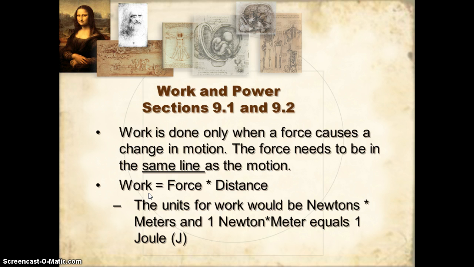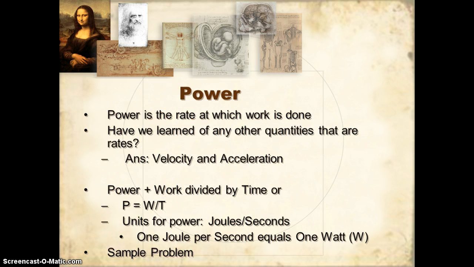The equation for work is force times distance, with the units of newtons, that's the units for force, and meters, the units for distance. 1 newton meter equals 1 joule, which is the official unit for work.